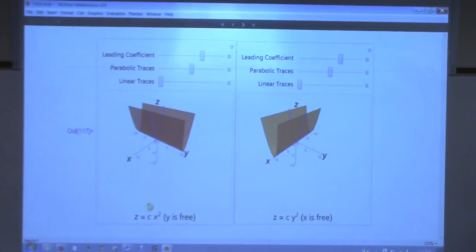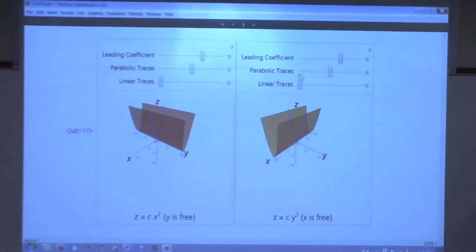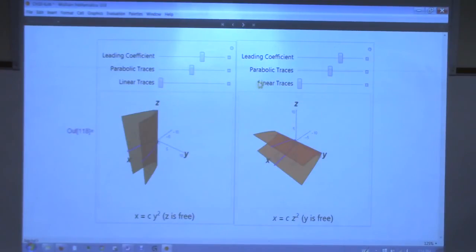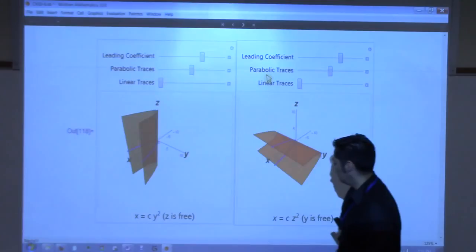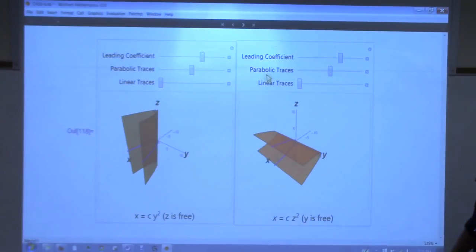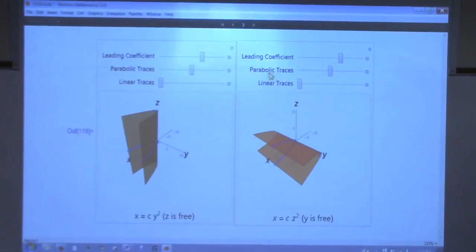These are the different cases, right? This was z equals cx squared. It went down the y-axis. Here z is cy squared. Notice it goes down the x-axis. And are there more? X equals cy squared would go up the z-axis. X equals cz squared would go out the y-axis. So there's all these different variations, right? What you need to be thinking is only two variables appear. One of them's linear, one of them's quadratic.